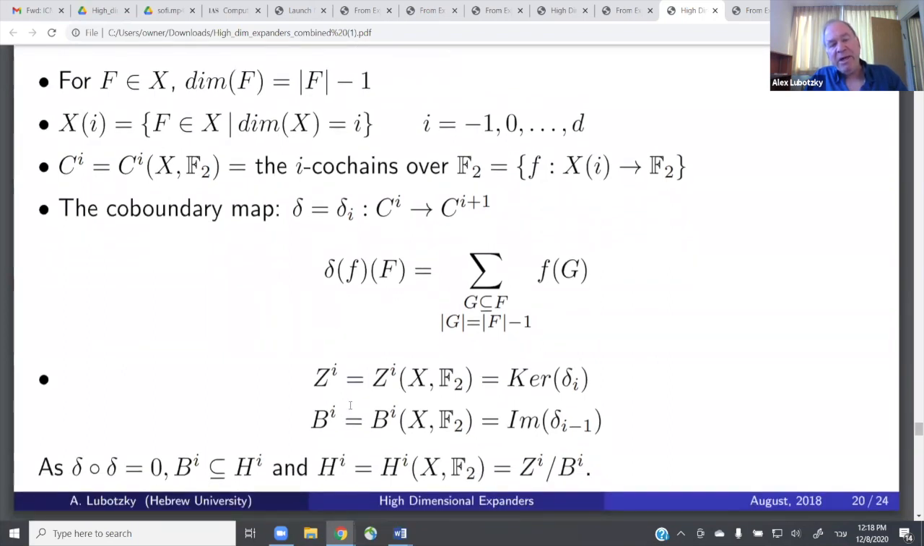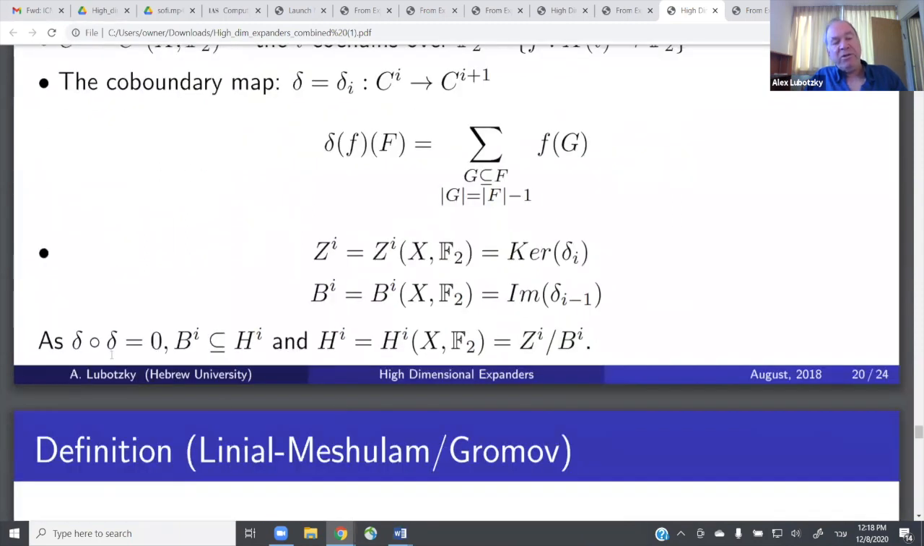This is well defined. We define Zi to be the kernel. It's called the cocycle. This is the kernel of delta i. And Bi is the image of delta i minus 1. Both of them are subspaces of Ci. Now, here is an easy exercise. If you never did it in your life, it won't help you that I will do it for you. You have to do it once in your lifetime, not more than once. You have to do this exercise, and then you see that delta after delta is equal to 0.